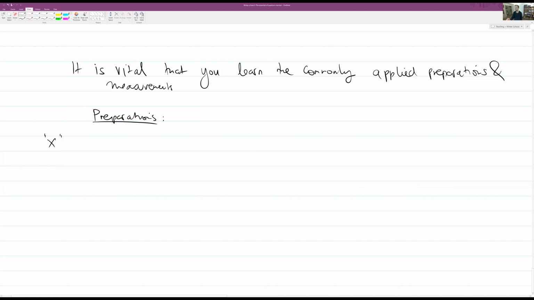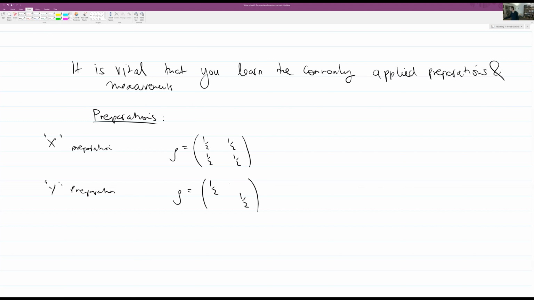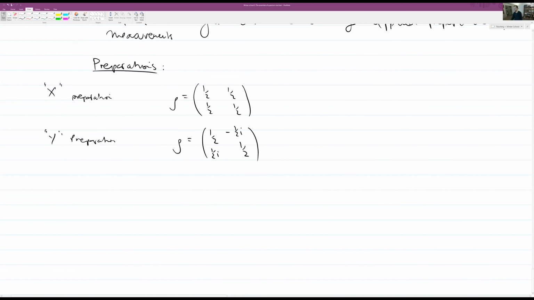There's the so-called X preparation, where rho is given by a half. There's the Y preparation, where I don't even think I could remember it correctly. I believe it's a half sigma Y to be plus one. So I believe it's minus a half I. And then there's the Z preparation, where rho equals 1, 0, 0, 0. You just have to remember these.